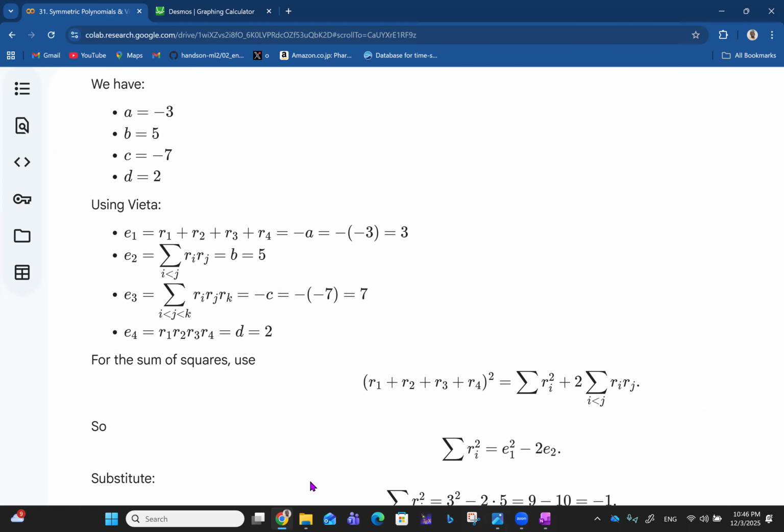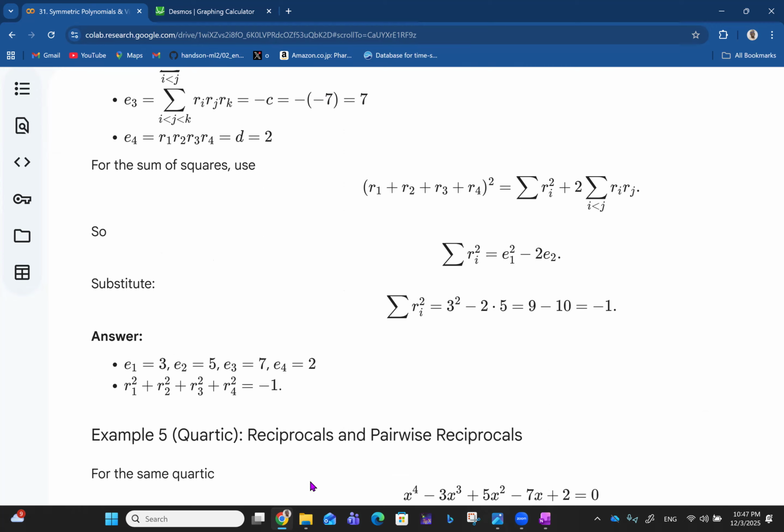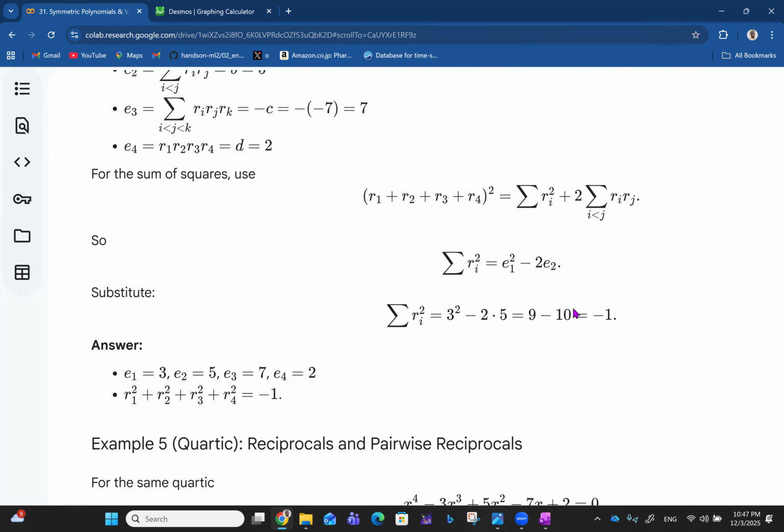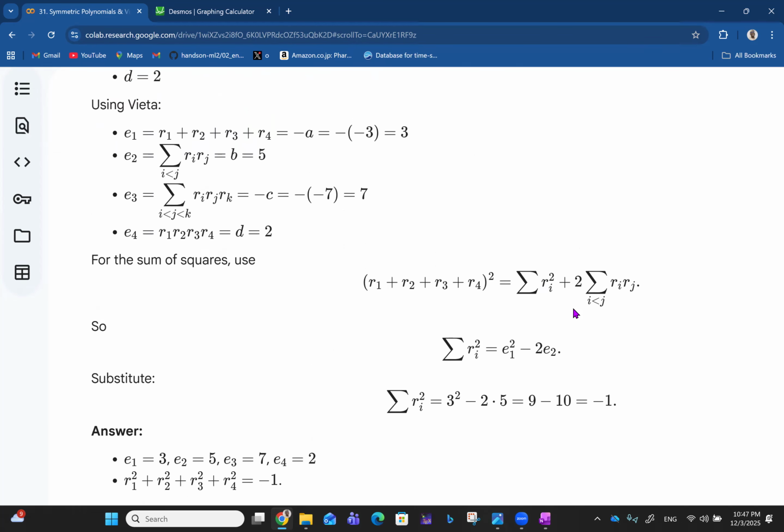So for the sum of squares, which we now need, we need R1 squared plus R2 squared plus R3 squared plus R4 squared. Instead of worrying about that first, you just square this whole thing. So (R1 + R2 + R3 + R4) squared is equal to the sum of all Ri squared plus 2 times the sum of the pairs. So generally, what you now need is this expression: the sum of all Ri squared is equal to E1 squared minus 2 times E2.